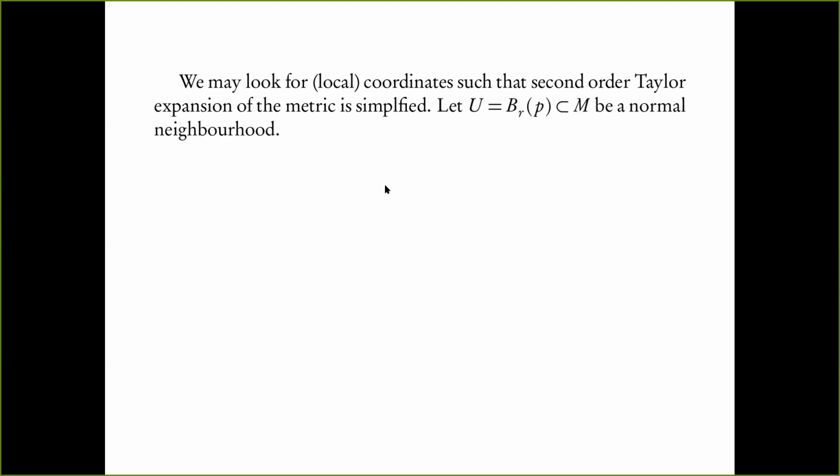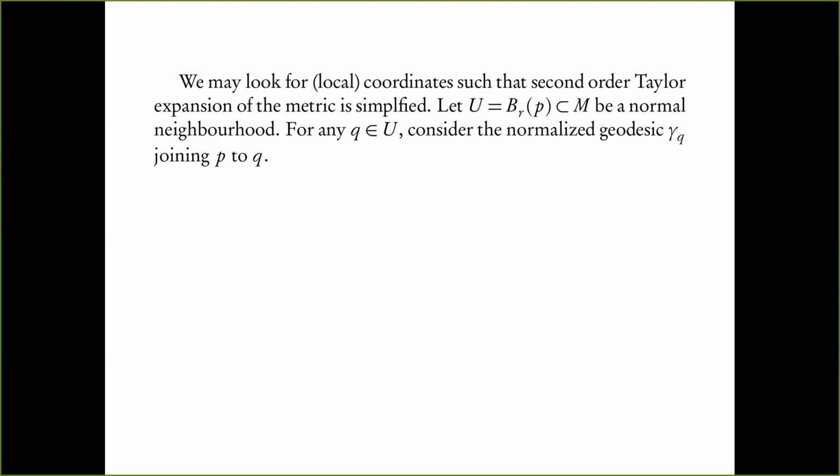Well, let's start off with a normal neighborhood, because normal neighborhoods are nice, geometrically motivated. So U, I'm going to call U as B_r(p), but it's really going to be the image of a ball. This is a normal neighborhood. Okay, so normal neighborhood means what? It means U is really the image of some appropriate ball around the origin in T_pM, and the exponential map restricted to that ball is a homeomorphism from that ball to U.